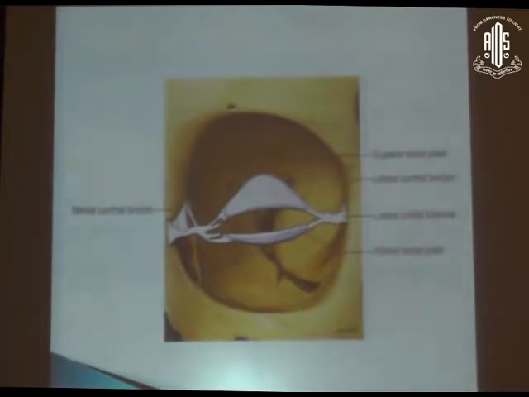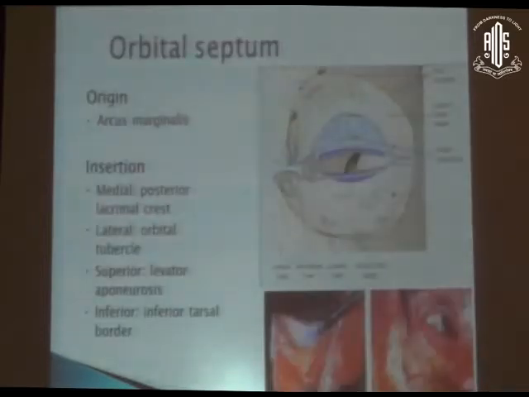This photograph shows the relationship of the fibrous skeleton, that is the tarsus, the lateral canthal tendon here, which is attached to the orbital tubercle of Whitnall, and the medial canthal tendon here, which is attached to the anterior lacrimal crest. The superficial head passes below and posterior to the lacrimal sac, reaches the posterior lacrimal crest and attaches there as the deep head. This shows the anatomy of the fibrous structure in relation to the orbit.